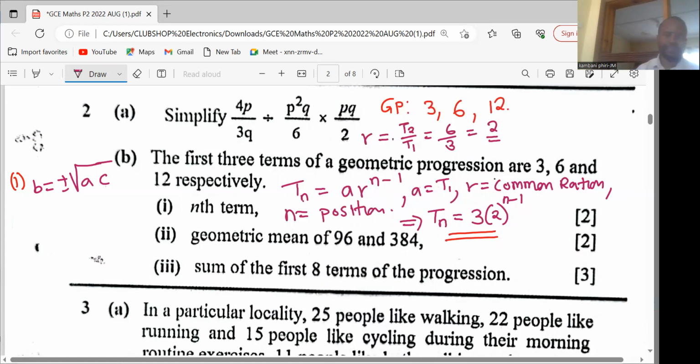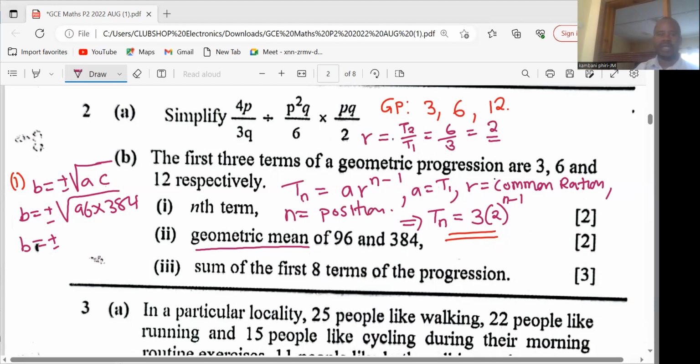So in this regard, you're going to say b is equal to... sometimes I would say find two geometric means, all right? So I would say plus or minus the root of what? The two numbers are 96 by 384. So plus or minus, you need to multiply 96 by 384. What do you get?